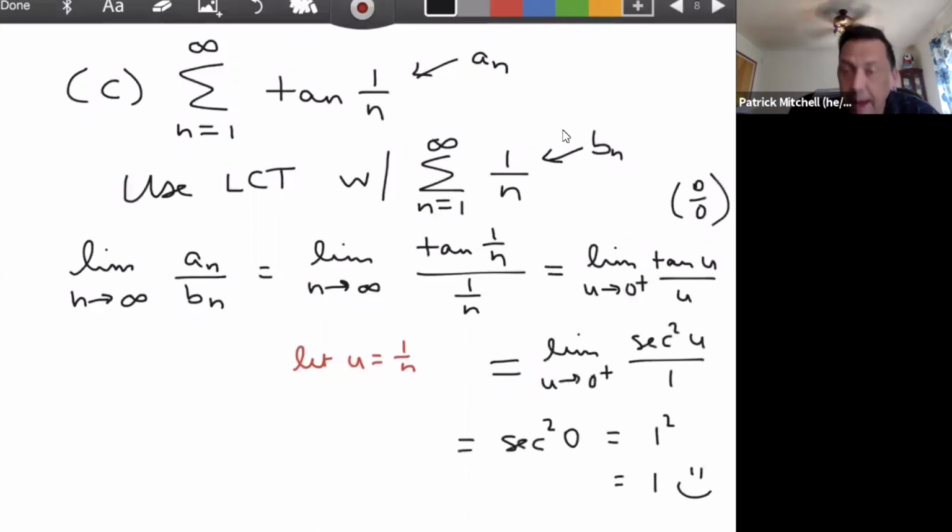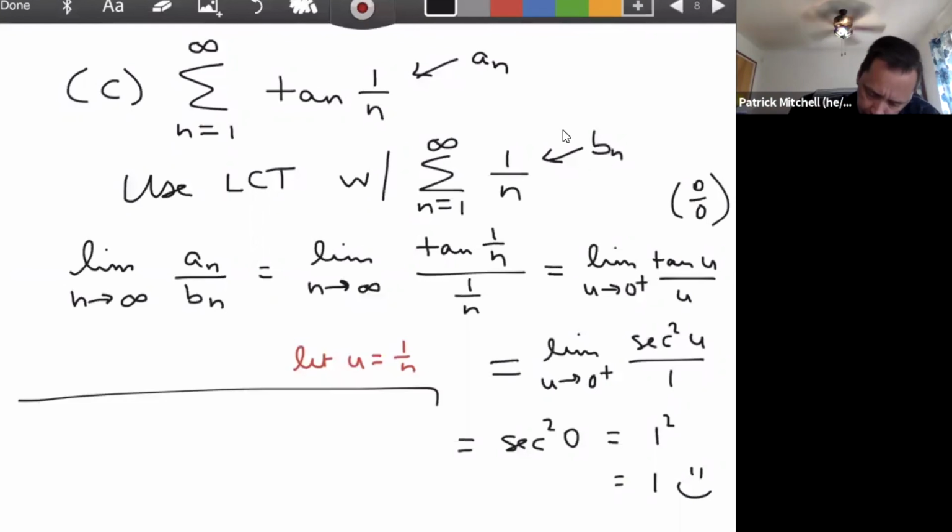Woohoo! And the reason I'm happy about that is because whenever I use the limit comparison test, at least the first version of it, the one that I said is practically the only one I use, I'll use one of the other two if I get desperate, I want that limit to come out to be a finite positive number.